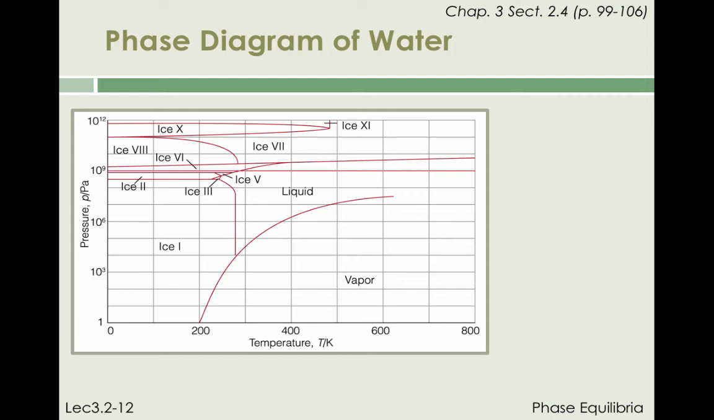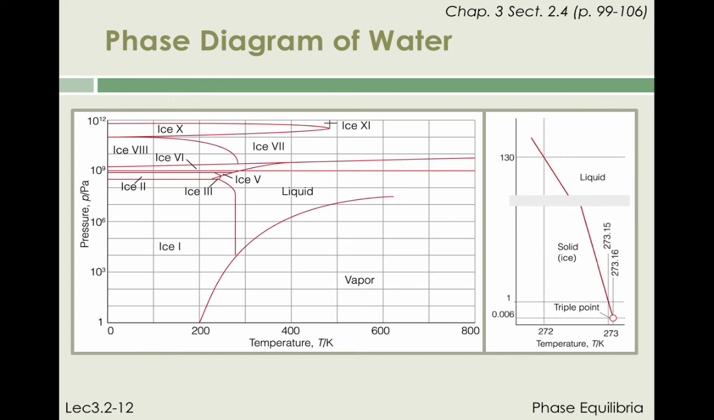Unless the pressure is extremely high, ice 1 is the most commonly observed crystalline form of water. At high pressures, other crystalline forms of water exist. Please note that in this diagram, the slopes of the solid-vapor and liquid-vapor coexistence curves are very similar.